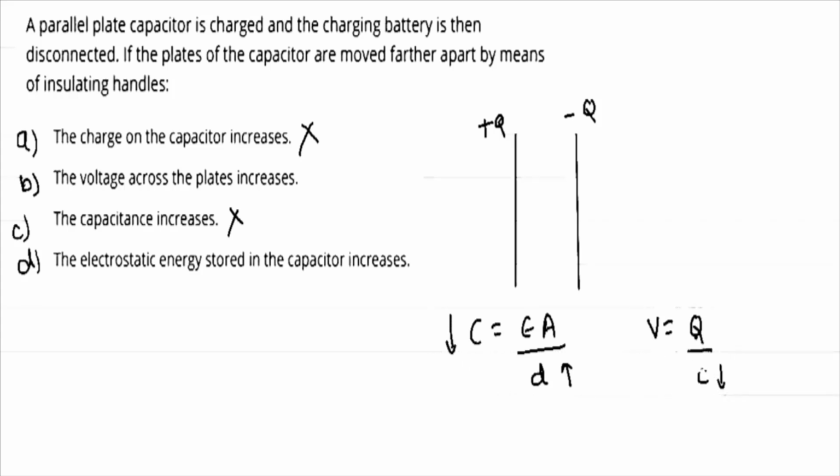So this is inversely proportional. Q is constant, so these are inversely proportional. If C decreases, then V would increase. So we say that the voltage across the capacitor increases. This is correct.